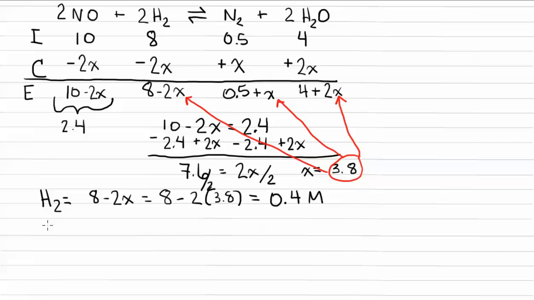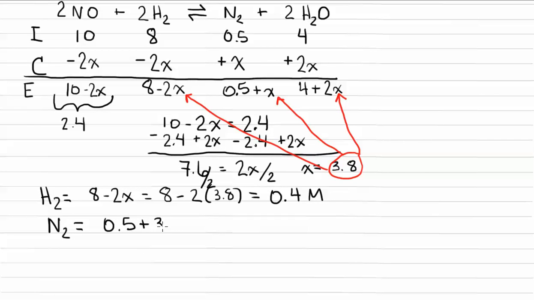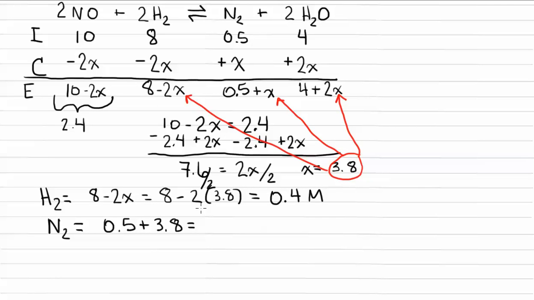The equilibrium concentration of nitrogen is 0.5 plus x. Gives us an equilibrium concentration of 4.3 molar. And finally, our equilibrium concentration of water is 4 plus 2x. 4 plus 2 times 3.8 gives us an equilibrium concentration of 11.6 molar. I hope that helps.